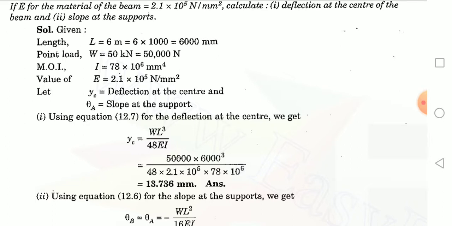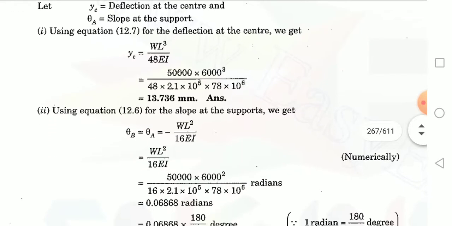The second question is the slope at the supports. So see, in this simply supported beam, the load is acting at the center. So what happens? The slope at both ends becomes the same. So theta B equal to theta A equal to the formula minus WL squared by 16 EI. So you know the W value, and L 6000 divided by 16 into E and I.